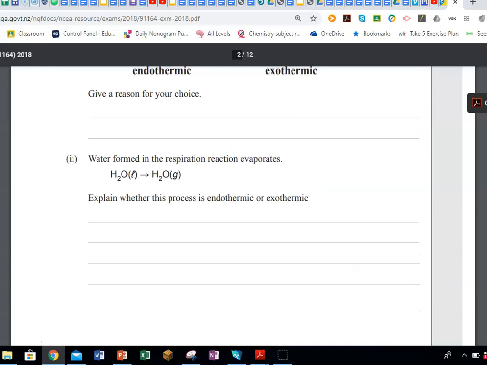And finally, here's the last part. Water formed in the respiration reaction evaporates, liquid to gas. Explain whether this process is endo or exothermic. Well, we're going from a liquid to a gas, so we're breaking the intermolecular bonds between the liquid water molecules. Therefore, this process must be endothermic because we are breaking bonds.